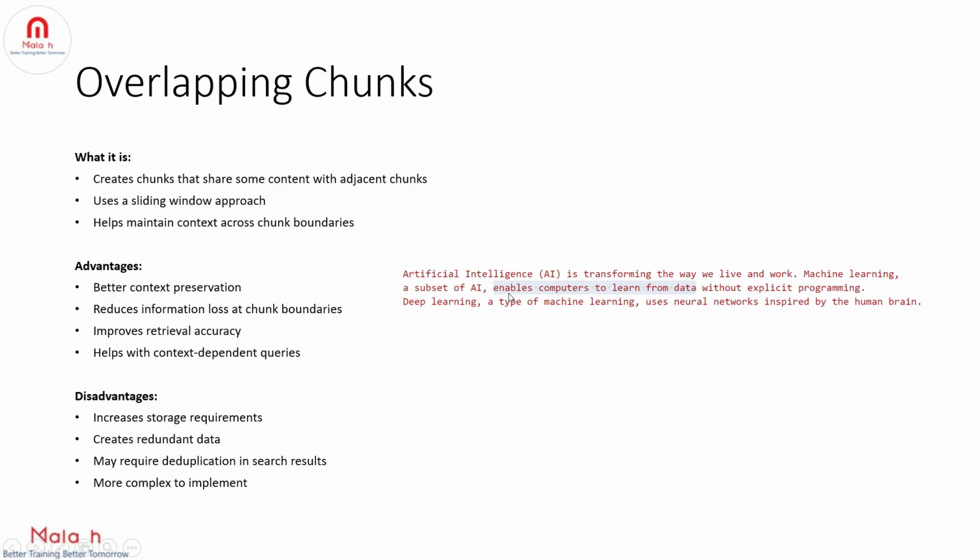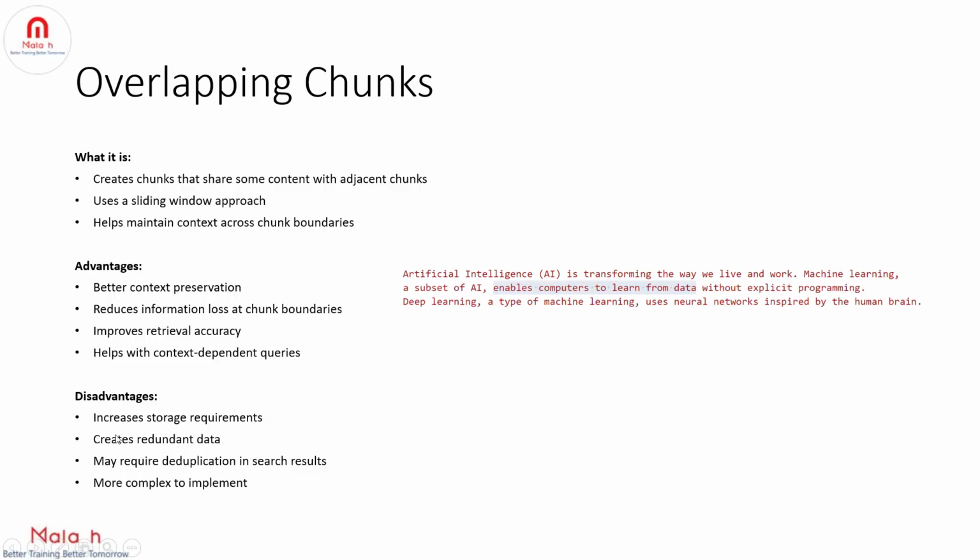It uses a sliding window approach, which helps maintain context across chunk boundaries. So from artificial intelligence till data we are chunking, and then again from enables till the next chunk. We are overlapping the chunks. What is the advantage of overlapping chunks? We get better context preservation and reduced information loss at chunk boundaries. Because we overlap, it improves retrieval accuracy and helps with context dependent queries.